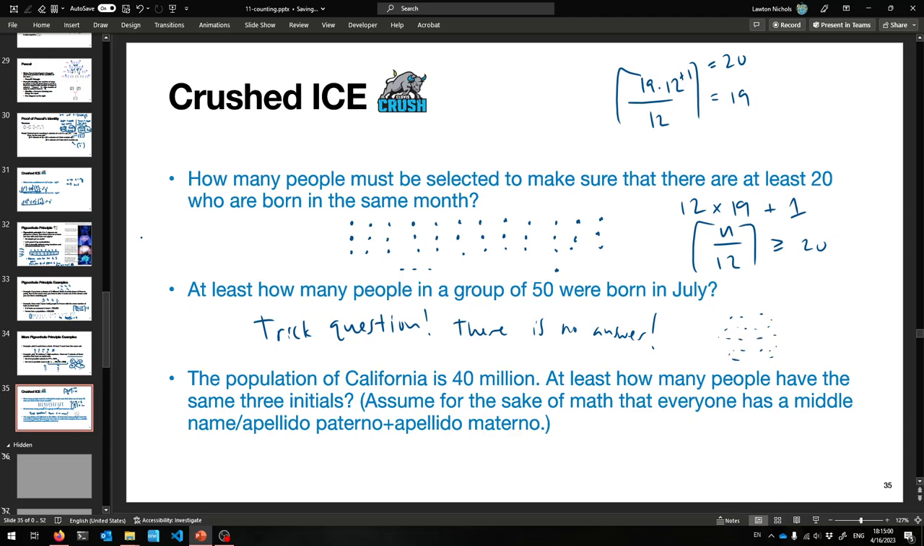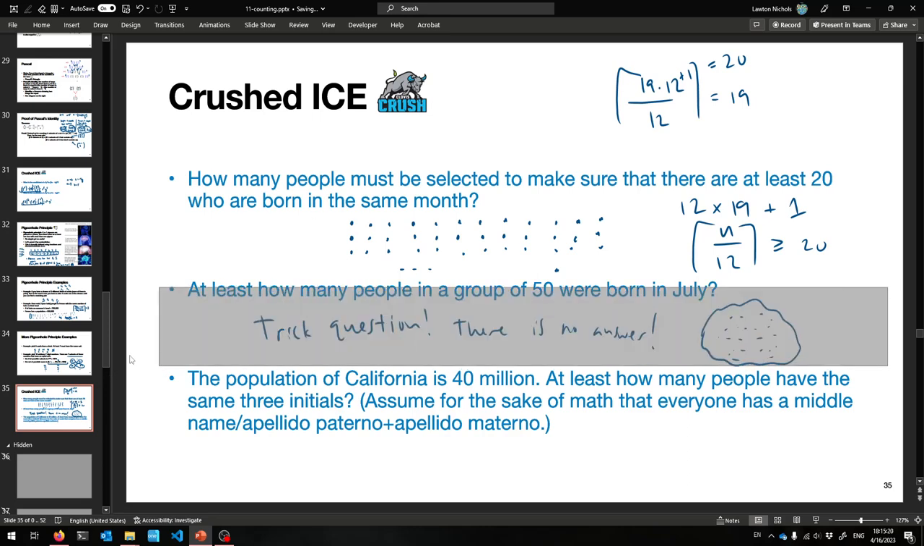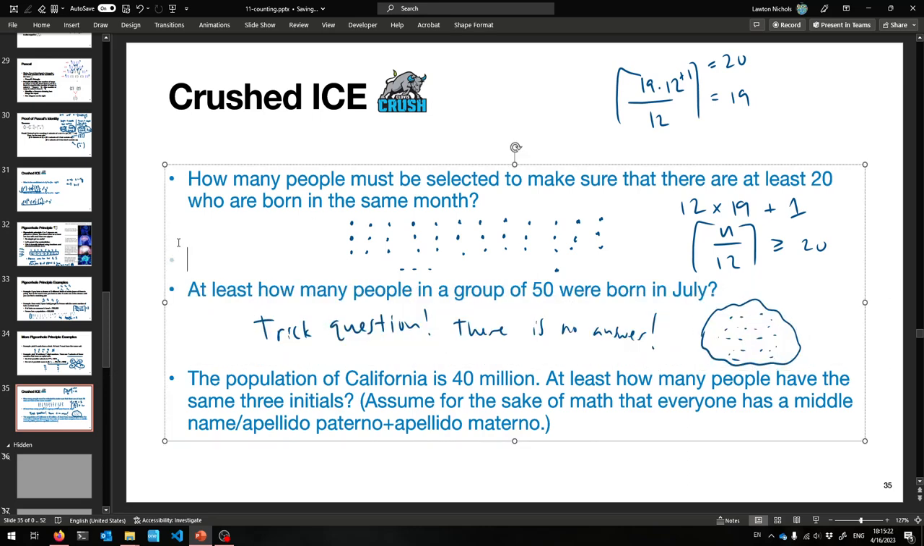You take your giant group, maybe they're all born in August. Who knows? You have no clue. That's what the pigeonhole principle guarantees. It's not precise about a certain month. It's just that at least 20 were born in one month. I don't know which one it is, but in one month there is overlap. I don't get to choose which one. So watch out for that. You cannot pick. It's just got to be some month.